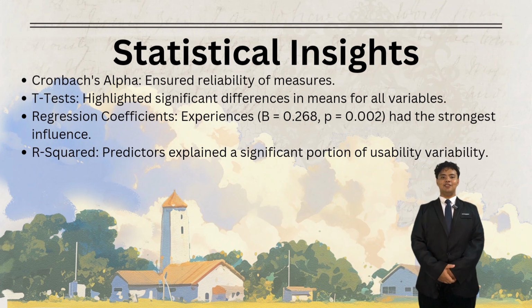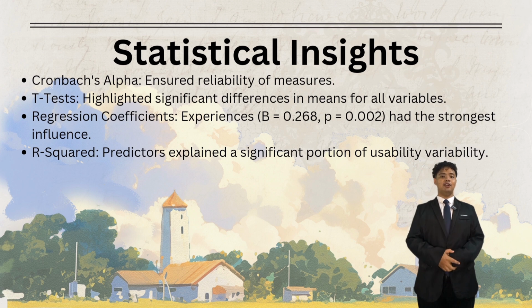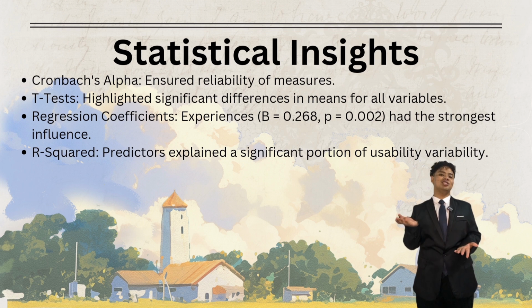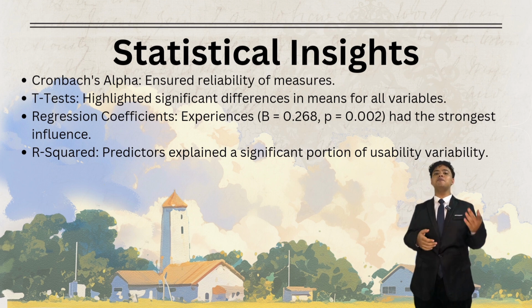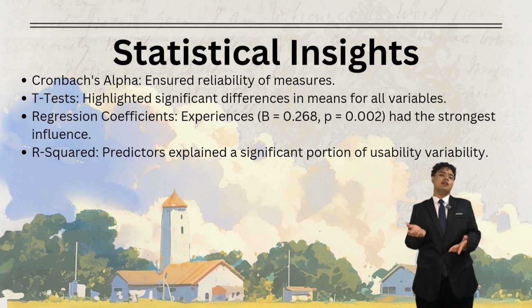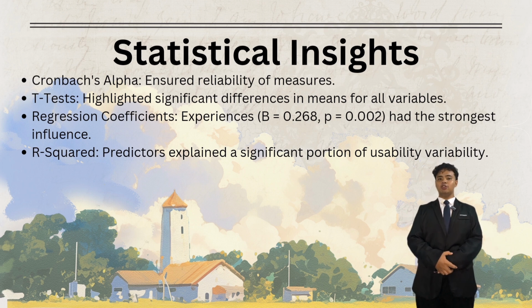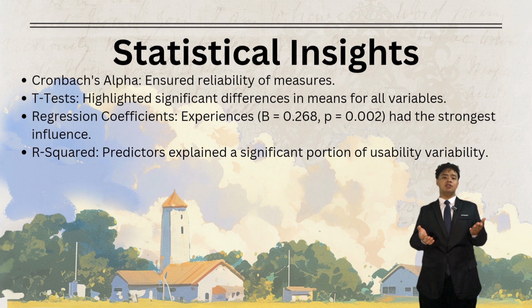Next, let's delve into the regression analysis and the insight derived from the R-squared value. From the regression analysis, it was evident that the strongest predictor emerged as the most influential predictor with a coefficient value of B equals 0.268 and a significance level of p equals 0.002. This means that it significantly impacts usability with a strong degree of confidence in the results.